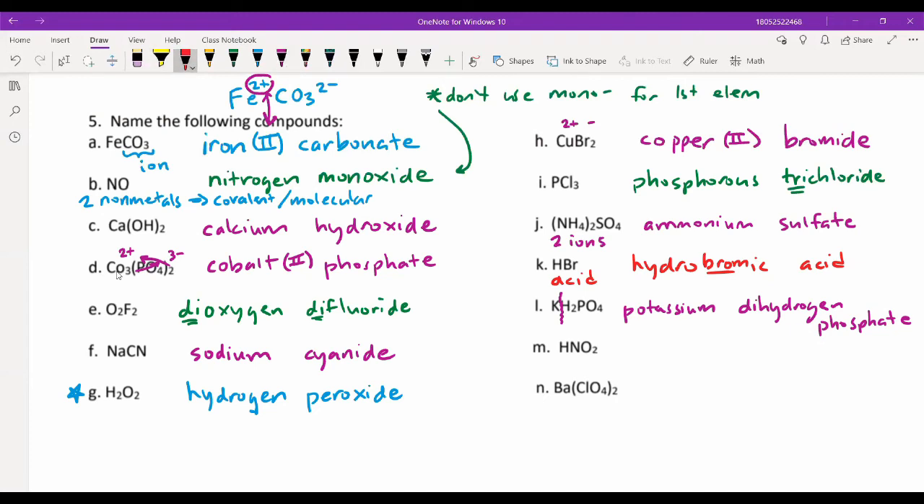For M, we have another acid, H-something. And this acid does have oxygen. So what you want to learn with this is that if you can remember or look up the name of the ion of the acid, like nitrite, the -ite becomes -ous acid. So actually, let me just write.